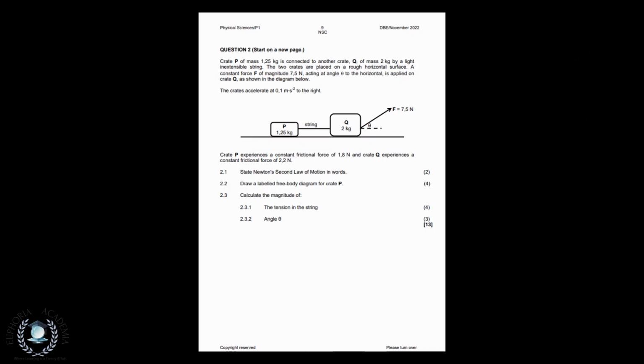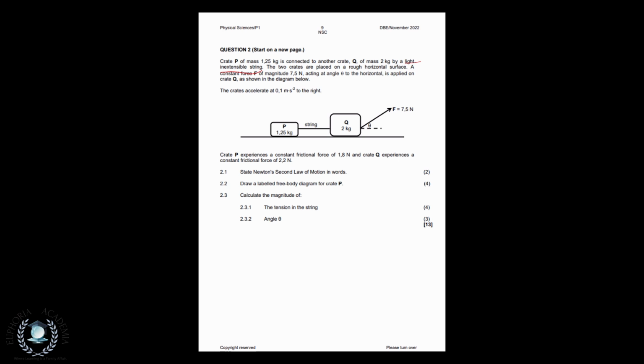Now to the main part of the question, question 2, where we have a crate P of mass 1.25 kilograms being connected to another crate of mass 2 kilograms by a light inextensible string. This means that the string does not compress, decompress, but it can be thought of as rigid, right? And it doesn't take any energy from the system. These are the assumptions that we make.